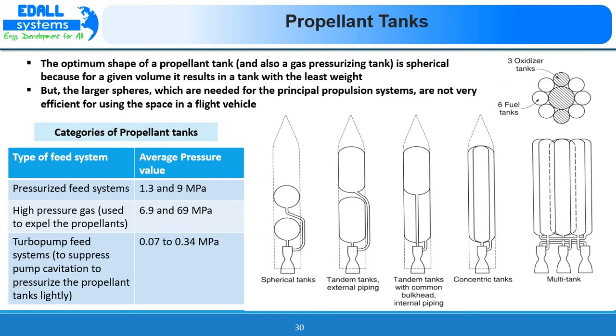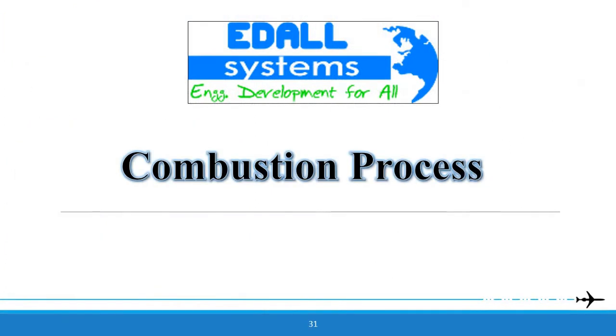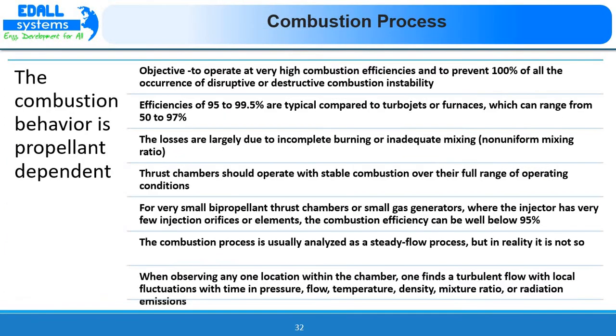These are the various categories of propellant tanks which we see today in rocket propulsion applications. So this covers the propellant tanks and the feed systems which are used in rocket propulsion. Next we will move on to the combustion process. The combustion process behavior is propellant dependent. Based on what the propellant is and how it behaves, even the combustion varies.